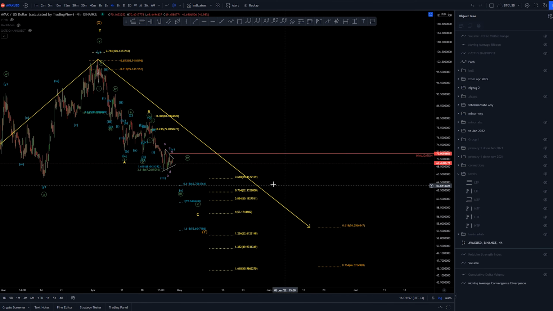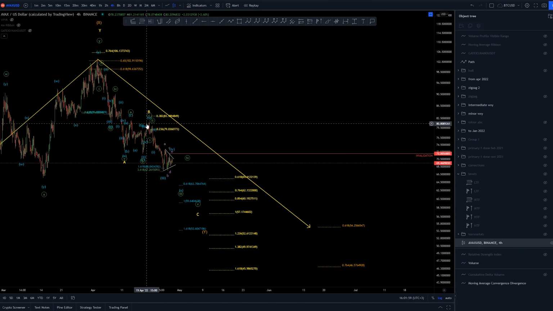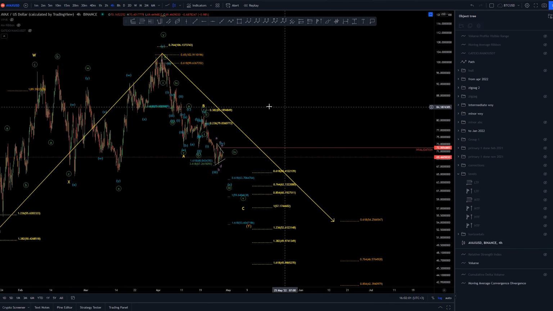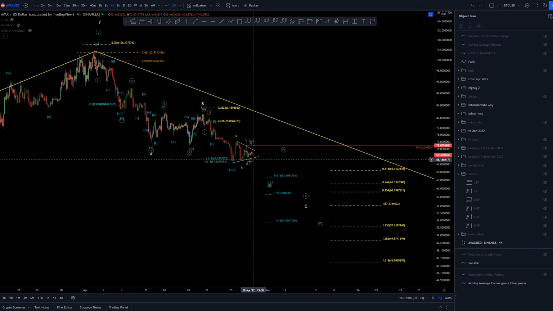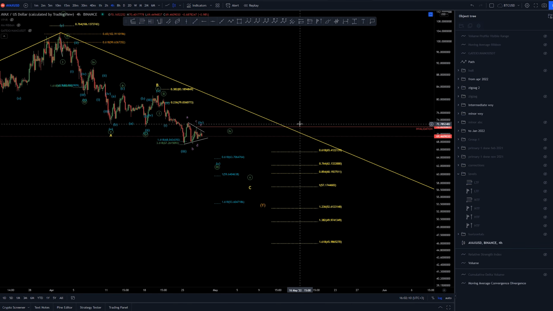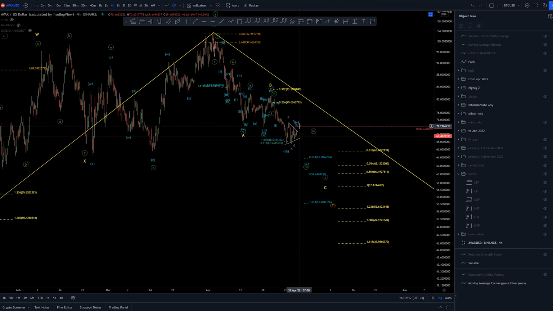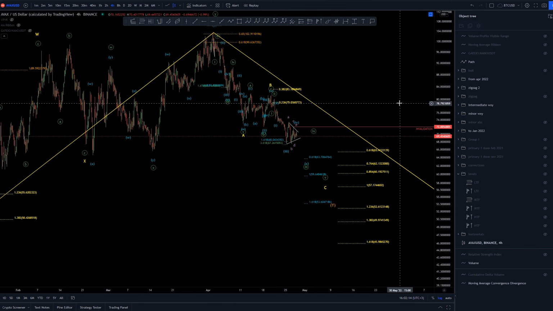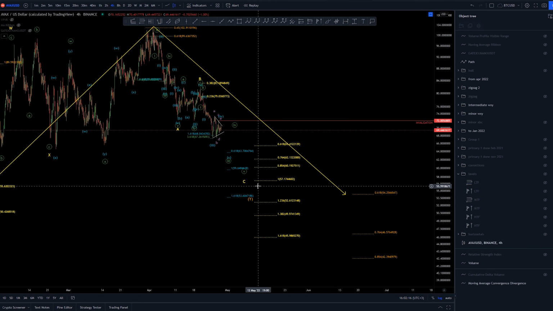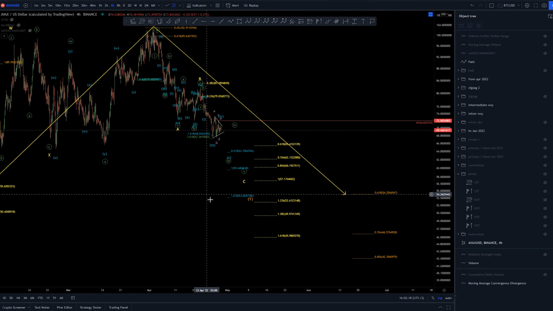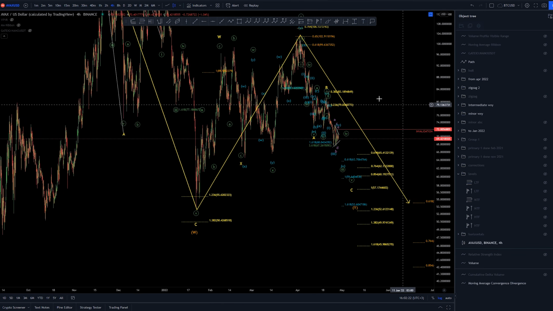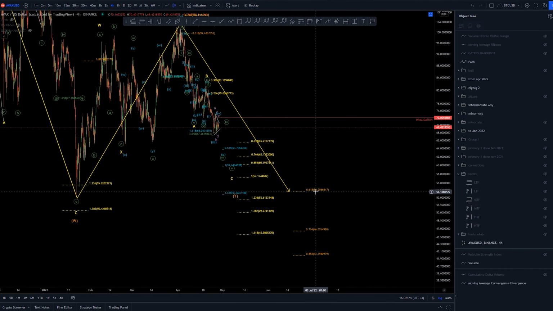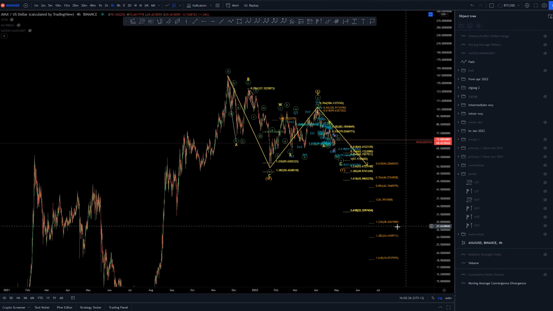Now, at that point we would need one of these waves presented earlier on this count to extend more, and these targets were basically the minimum ones, so we definitely have targets below here as well. So this, at least the 0.618, is definitely viable.